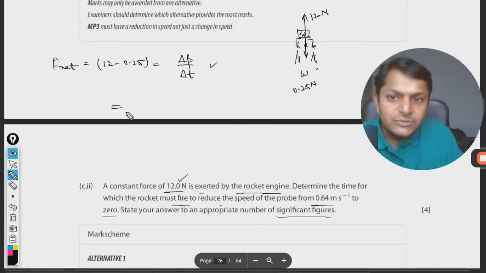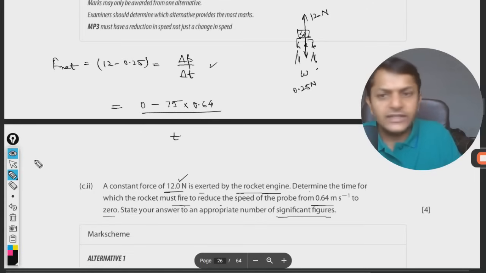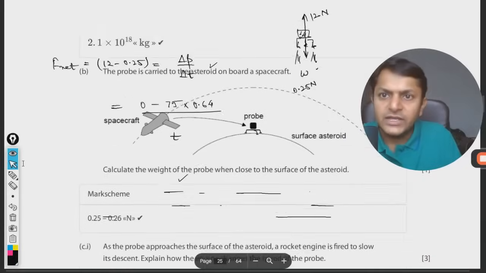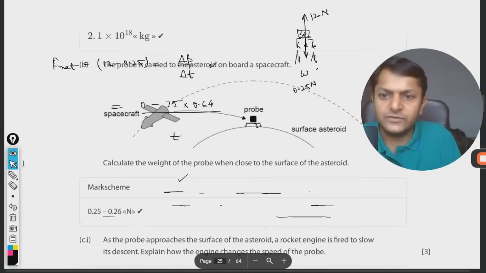So what is the change in momentum? So the final momentum is 0, and the initial momentum was the mass. I think the mass was given as 75 kgs into the velocity, which was 0.64 divided by the time t. I think this equation should be giving the answer. Let us verify the mass of the probe if it is actually 75. No, 95, sorry.